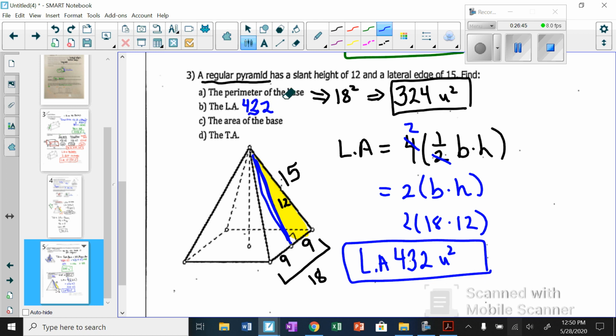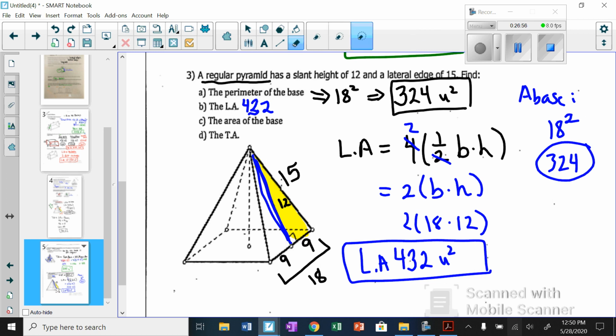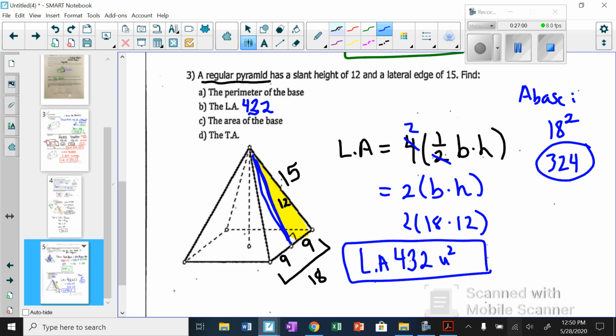Now they want the area of the base. Well, the area of the base is just a square, so it's 18 squared, which is 324. Sorry, guys. I wrote the area for the perimeter. The perimeter, let's go back to that first part, is 4 times 18. Just add up all the sides, right? So 4 times 18 will be 72. Oh, sorry about that. Units, not units squared. The area will be units squared.